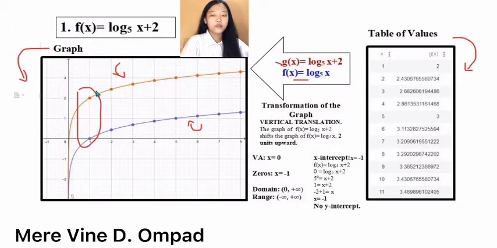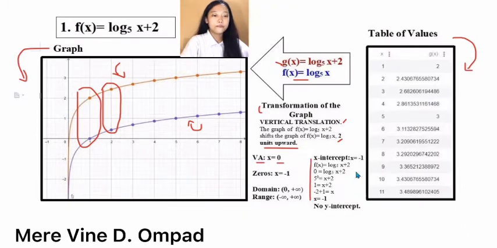So, in our graph, we can describe that it is moving. We can conclude that the transformation of the graph is a vertical translation, which means the graph of f of x equals logarithm base 5 of x plus 2 shifts the graph of f of x equals logarithm base 5 of x 2 units upward. And our vertical asymptote is x equals 0.